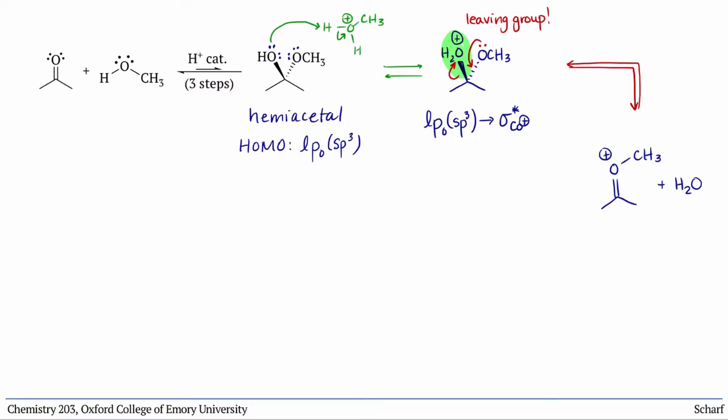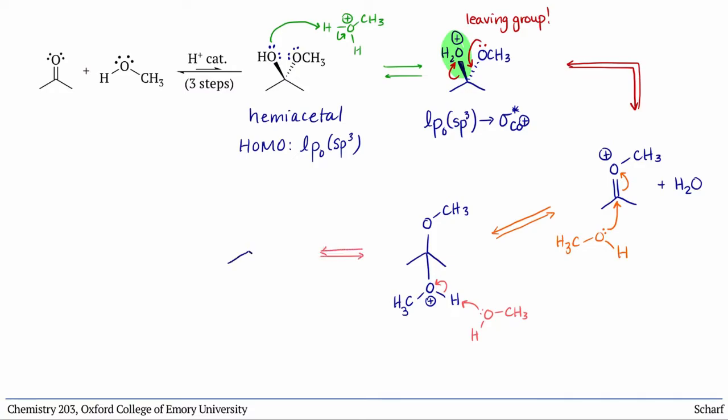Another molecule of methanol, which is probably the solvent, so there's lots of it around, can use its lone pair to attack the carbon, making this species. If the solvent removes its acidic proton, we're left with a neutral molecule that has two OR groups, both attached to the same sp3 hybridized carbon. This is an acetal.